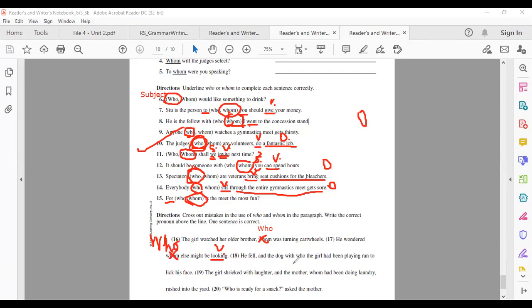Number 18, right here, who, the girl. I will cross it and put whom because I don't have an object. Number 19, it will be whom. I will cross it and put who. Who had been doing laundry. And number 20 is the same.